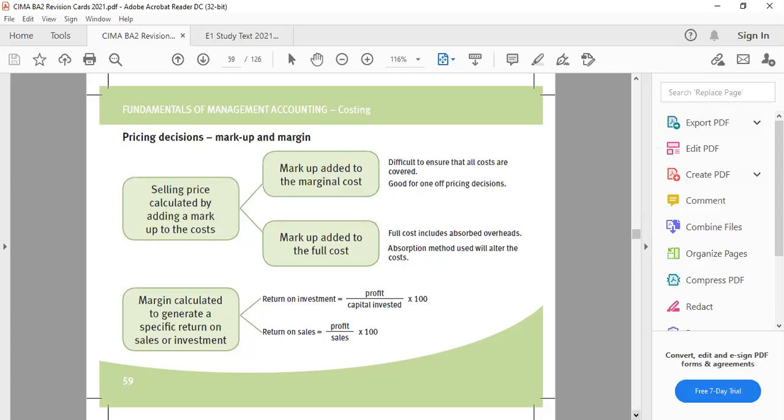The next concept we have is pricing decisions. How is the selling price decided? Selling price is decided by adding a profit margin to the cost price. Cost price plus profit is equal to the selling price.